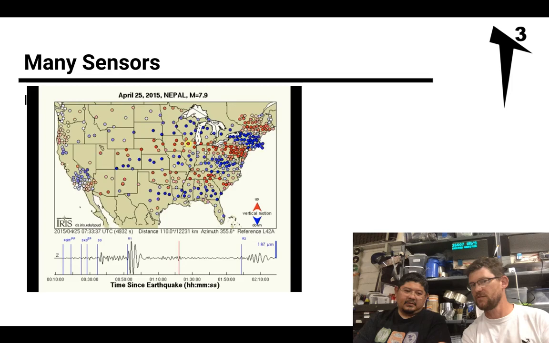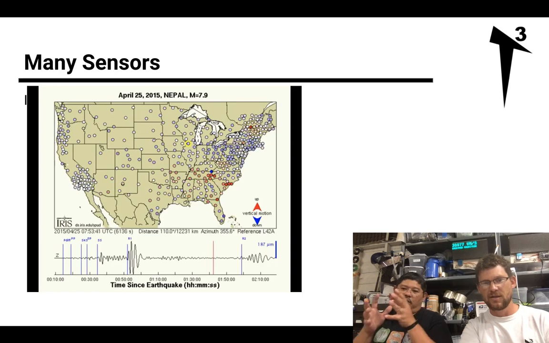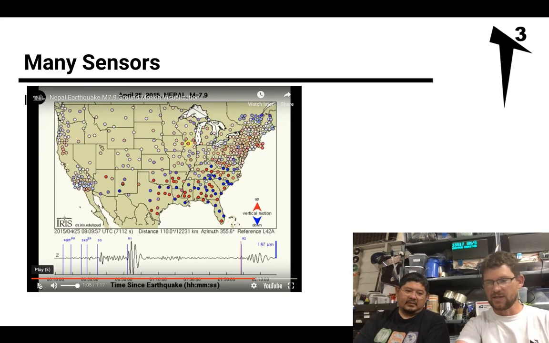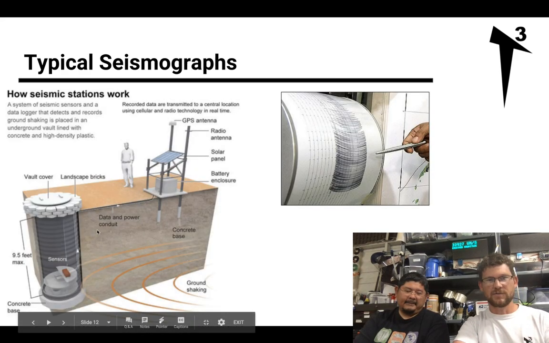You can obviously tell Northeast North America has a lot of seismograph stations, and way out here in Nevada there are only a few. A handful, yeah. Usually states with more earthquake activity will have more seismic networks or stations put out. Wow, cool. Okay, so now we get into the world of a typical seismograph.